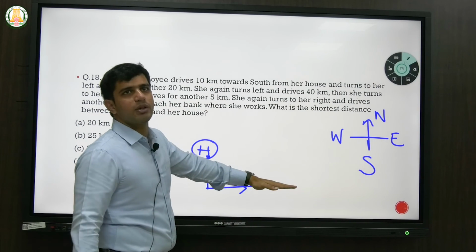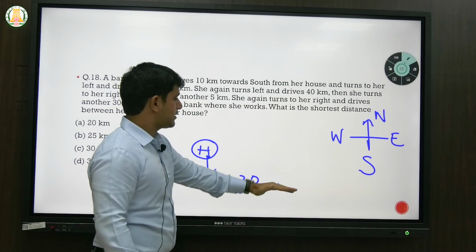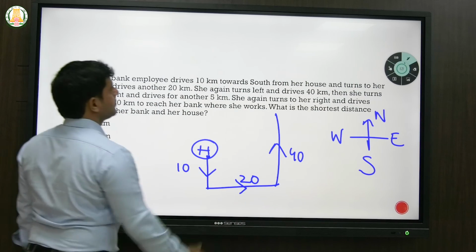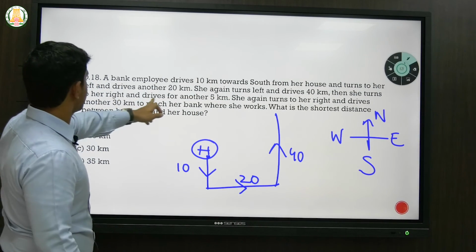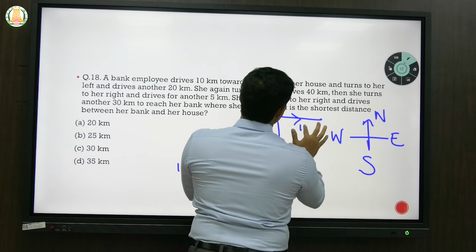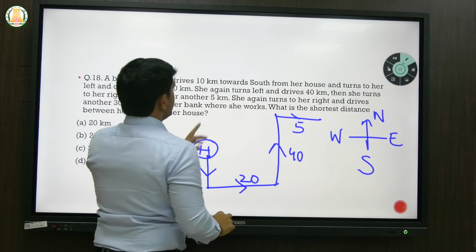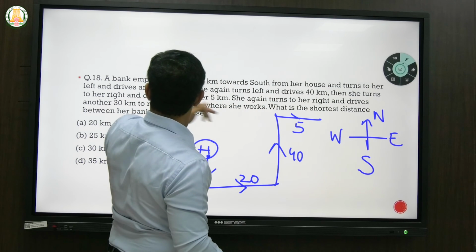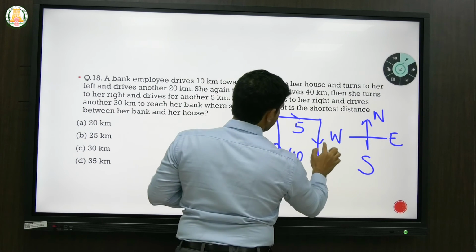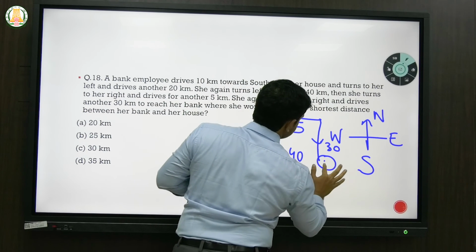So in this direction, what is left? North. It will be this one. You can imagine yourself, you'll see that left will be north. So she will go 40 taking left. And then she turns to her right and drives another 5 kilometers. So here the right will be east. She again turns to her right and drives another 30 kilometers to reach her bank. So from here, she will drive 30 kilometers to the right, and she reaches her bank.